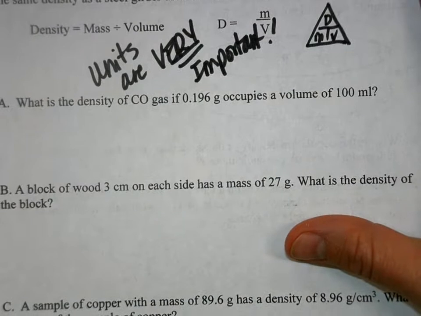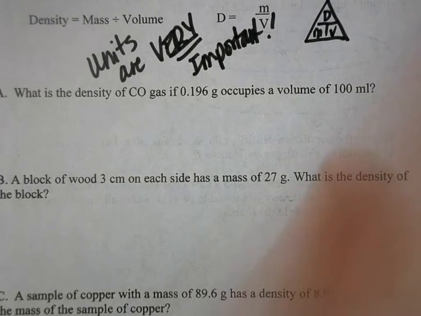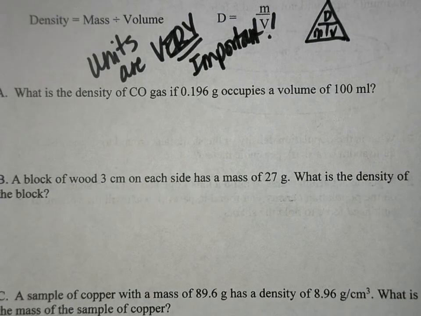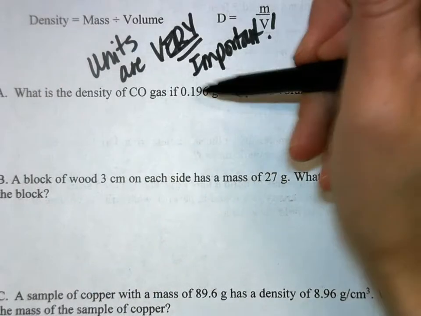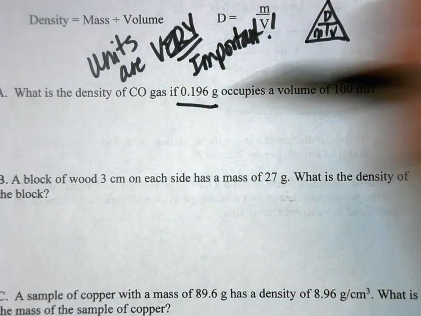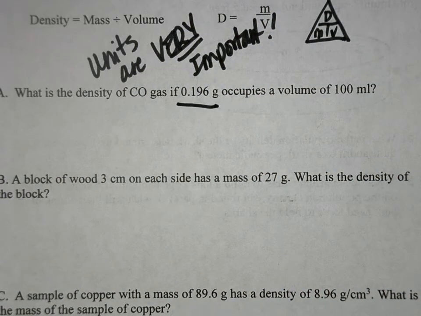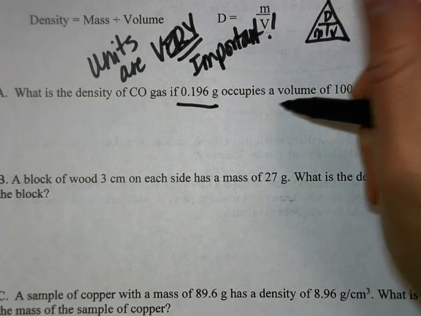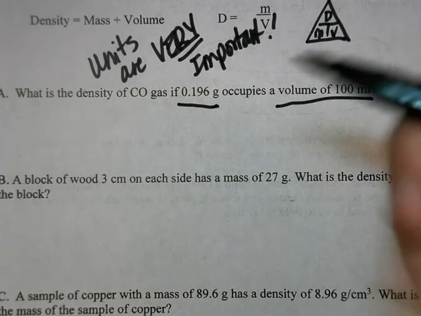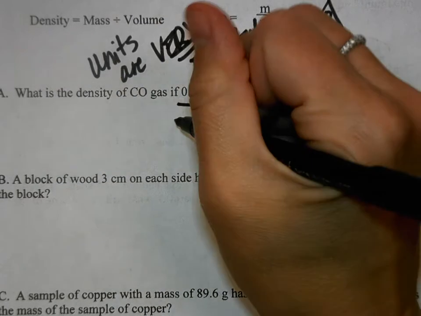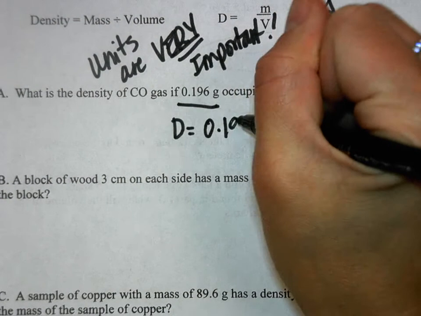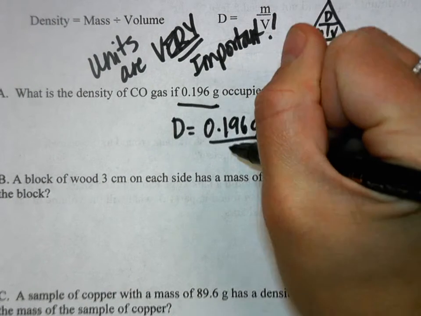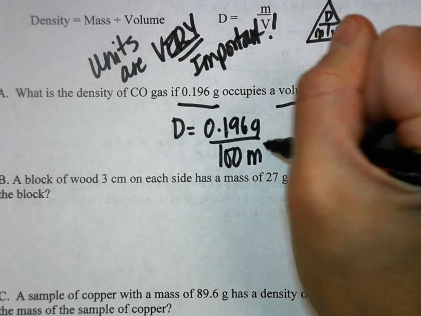So the first one, what is the density of CO gas if 0.196 grams occupies a volume of 100 milliliters? So we have our formula. Okay, it's asking us what the density is, and it's giving us these grams. Grams are your mass, so you're going to have a mass number, and then we have our volume number. So in this case, we would write this as D for density equals 0.196 grams divided by 100 milliliters.